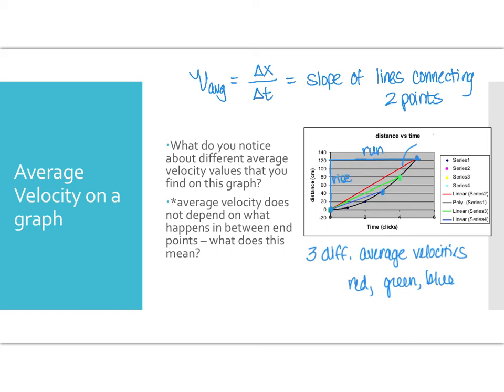And the slope is equal to the rise over the run, which is equal to delta x over delta t. So the slope of that line, that red line, is the average velocity between t equals 0 and t equals 5. The same thing can be said for the other 2 lines, but it would just be a different slope.